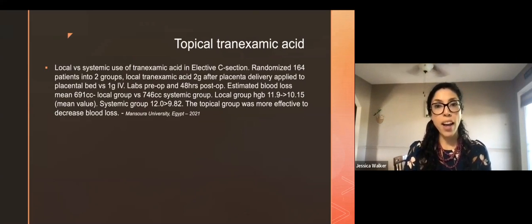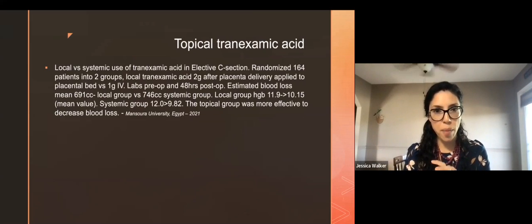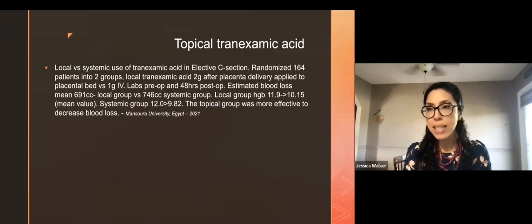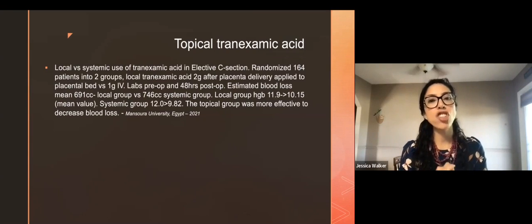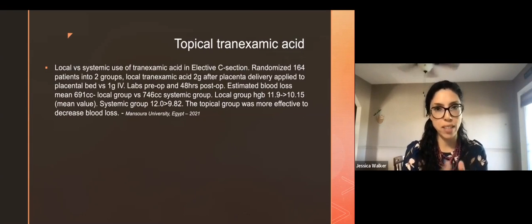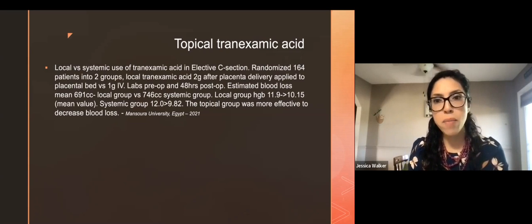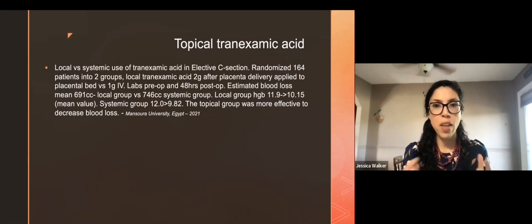And yes, I also ran into this paper. It was basically to use topical tranexamic acid, and this one was at the time of elective C-section, a randomized study. It was actually pretty well described in the paper, but basically, the estimated blood loss was much less for patients that had what they call the local group, which is the topical tranexamic acid, compared to the systemic one, which was the IV. And also, they did a post-op hemoglobin, and the topical one was showing less of a drop in hemoglobin.